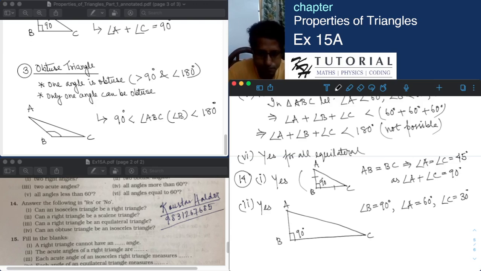So we can always have a right triangle to be a scalene triangle, as the other two acute angles in a right triangle can be different, and if that is so, then it will obviously make the triangle a right triangle and also a scalene triangle, as all the sides will be unequal, of different length. Okay.